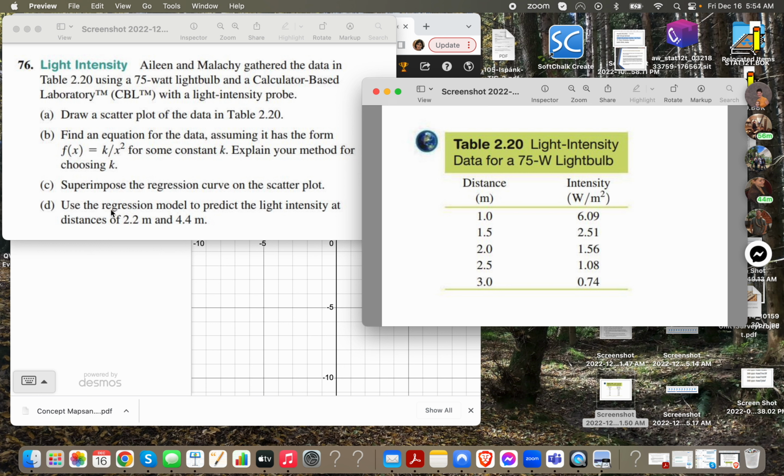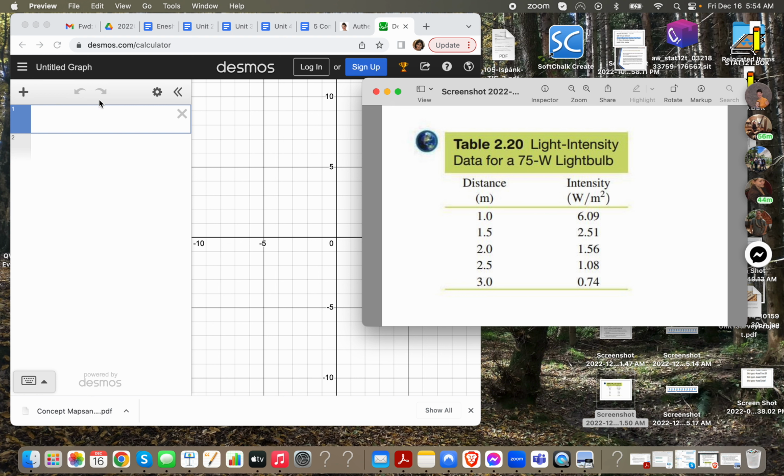You really were working on the how is this done, and I'm going to show you how I think you can use what you know now to do it. So let's go. First part it says is let's do a scatter plot, and I'm in Desmos. And Desmos, you can do this on your calculator, but Desmos makes it really easy to see.